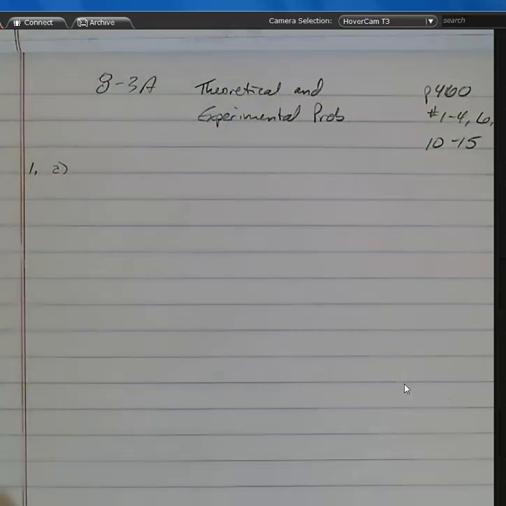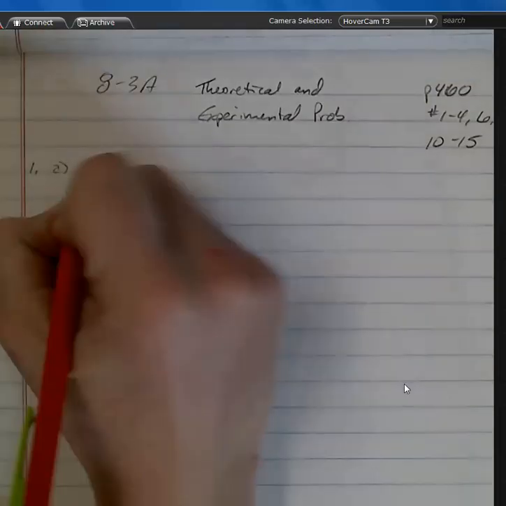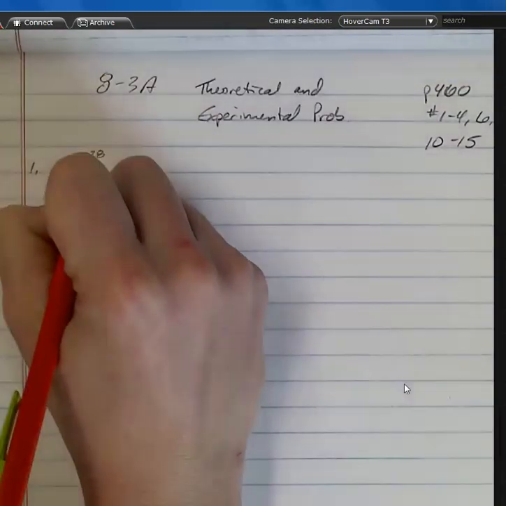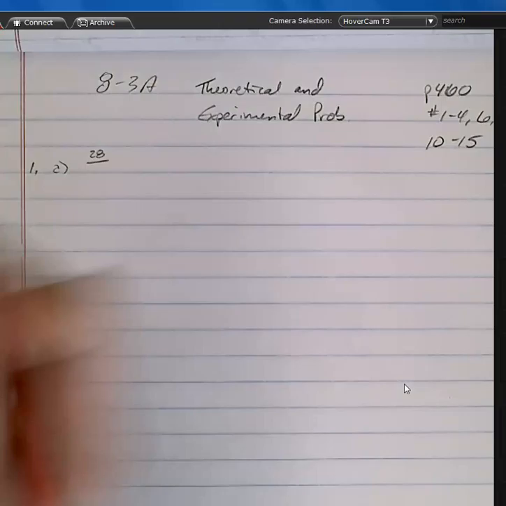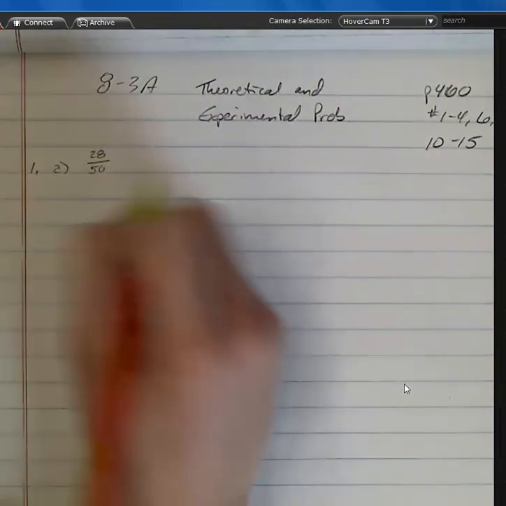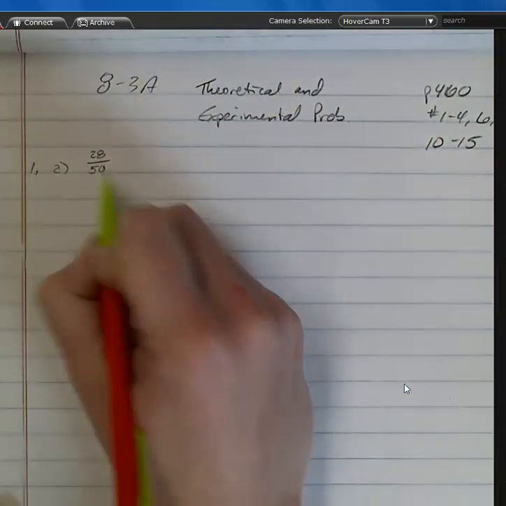Experimental means what? What should happen or what did happen? Experimental is what did happen. And so what did happen? When they flipped it, how many times did it land on heads? 28. 28 out of how many? 50. How do you know those are the numbers to use? That's what it says, okay?